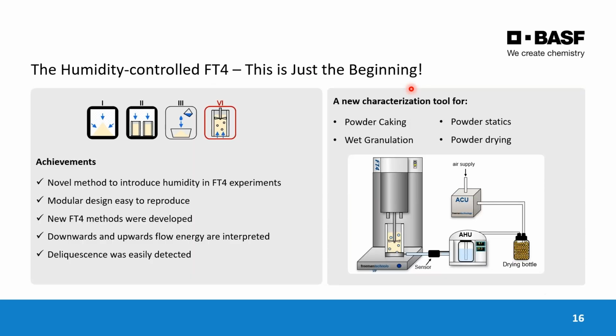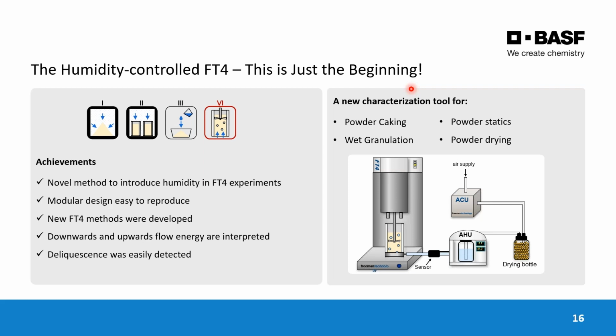So we'll start to move into our conclusion phase here a little bit now. We now have a new method by which we'll be able to introduce humidity into FT4 experiments. It's a modular approach which is quite easy to reproduce and gives very reliable data. We've developed some new FT4 methods, particularly focused on the upward cycle. We can interpret the downward and upward cycle flow energies quite well, and we're able to detect deliquescence very easily, as well as other caking events which are not deliquescence, as in the case of mannitol.